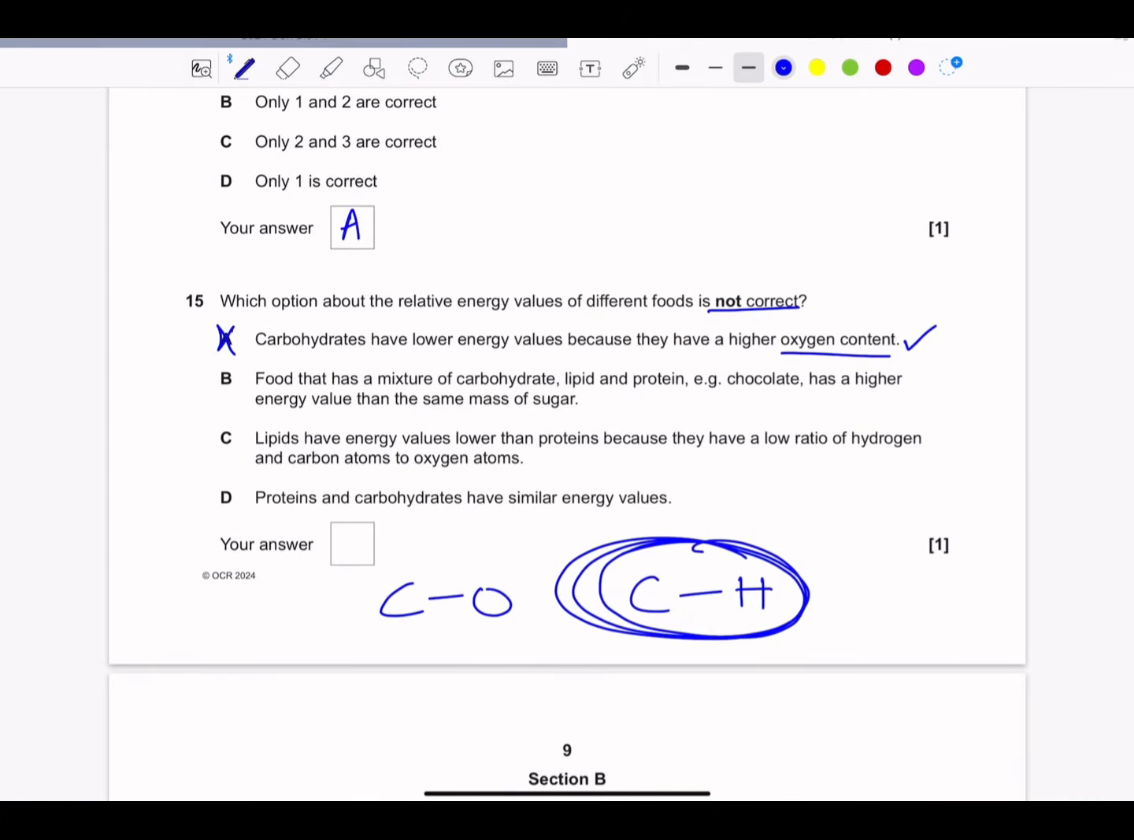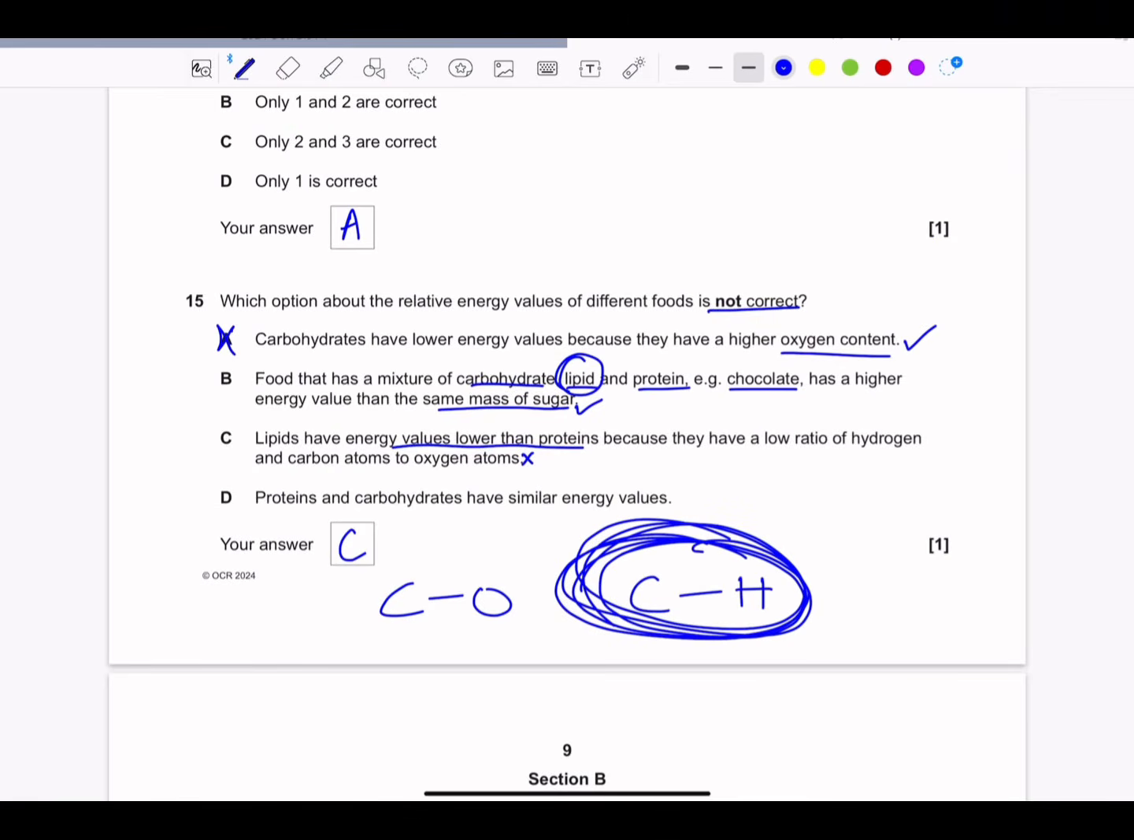Food that has a mixture of carbohydrate, lipid, and protein, such as chocolate, has a higher energy value than the same mass of sugar. Yes, that is true because the presence of lipid supplies the carbon-hydrogen bonds. Lipids have energy values lower than proteins. Well, that is not true because lipids have more carbon-hydrogen bonds, so they should have higher energy values. Therefore, that is not correct and is the answer. So the answer is C.